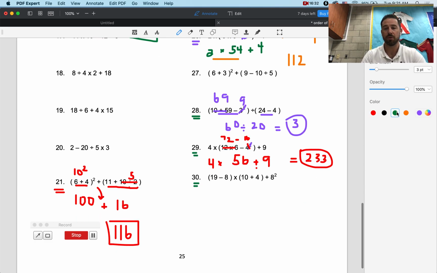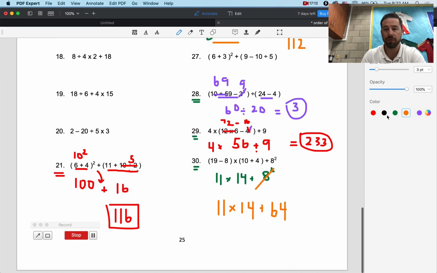Last one. Let's switch it up to some green. Okay. Parentheses first. 19 minus 8, I think, is 11. I'm going to write that down. 10 plus 4 is what? 14. I have my plus, and we have our 8 squared. Next is we're going to attack the exponents. Okay, 8 squared is, 8 times 8 is 64. So we have 11 times, let's be neat, as neat as we can, 14 plus our 64.